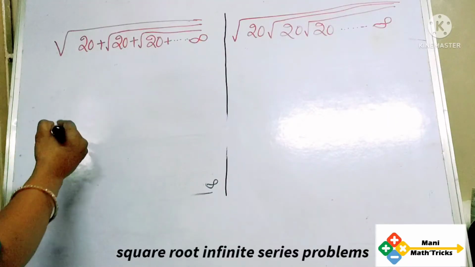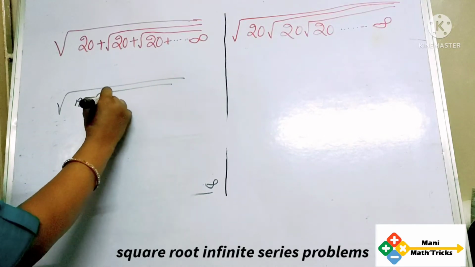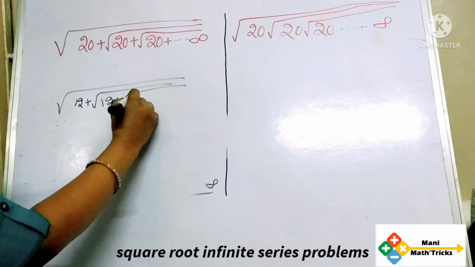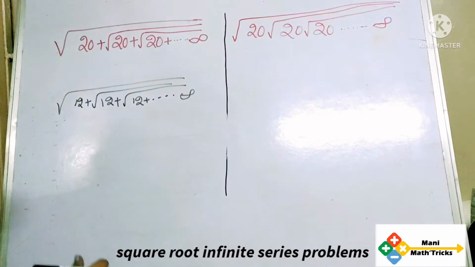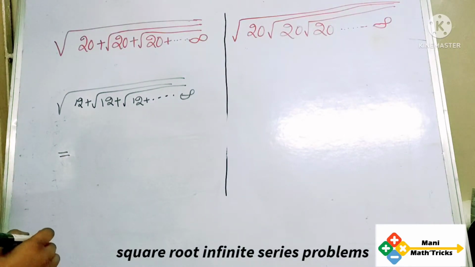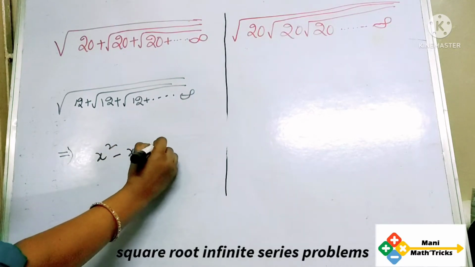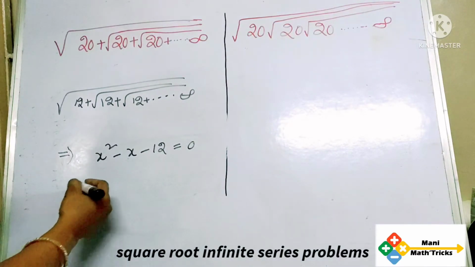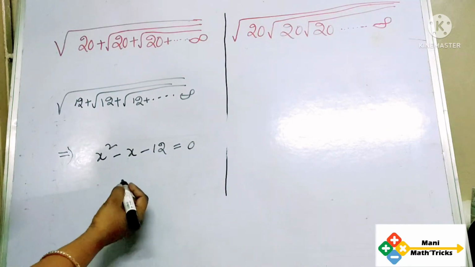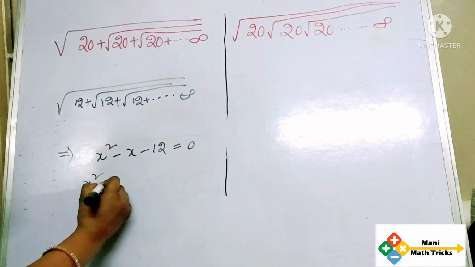Taking under root 12 plus under root 12 plus under root 12 plus and so on infinite. Let's take this problem. Now in this you need not assume x and all. What you will do is directly write x square minus x minus 12 is equal to 0. In this way you have to write, then solve this and get the x value, and that will be your answer.